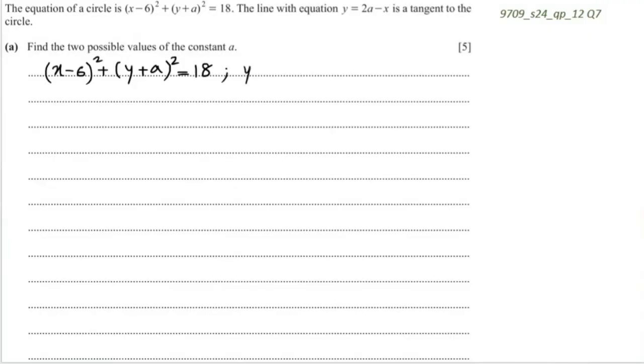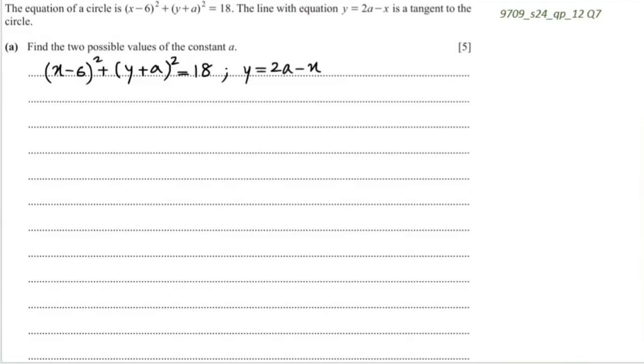So this line is tangent to the circle. The line's equation is y = 2a minus x. Find the two possible values of constant a. Remember that a circle is a quadratic expression as well, so you can apply the ideas you've learned in the chapter quadratics, like discriminants and all those things, inequalities.